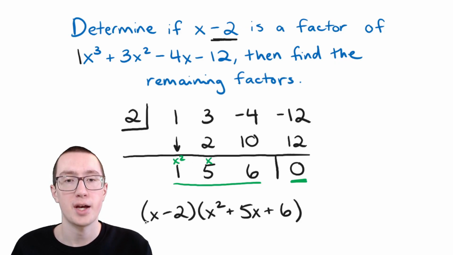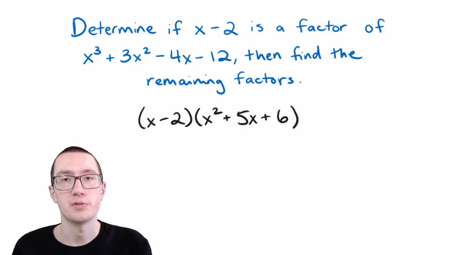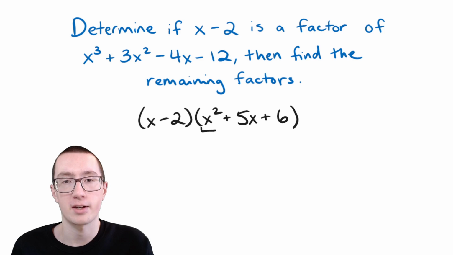So we have successfully factored x minus 2 out. So yes, x minus 2 is a factor. So we've successfully done the first part of this problem, which is to determine if x minus 2 is a factor. It is. It's right here. But it says we also need to find the remaining factors. Now, sometimes that's just going to be it. The other factor here is x squared plus 5x plus 6. But sometimes you can actually factor this part as well. So you always need to check to see if you can factor it first. And sometimes you won't be able to, but sometimes you can.